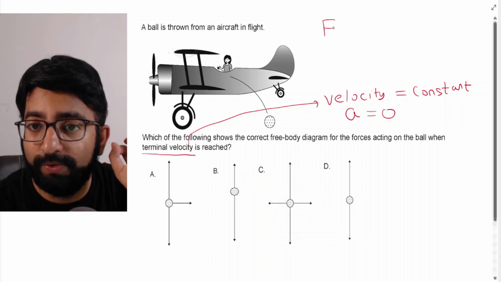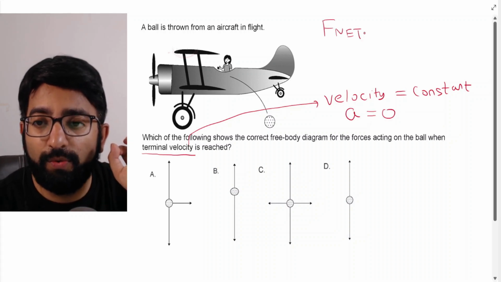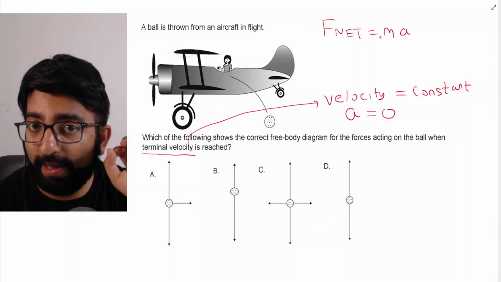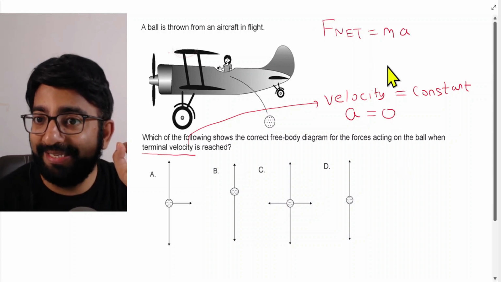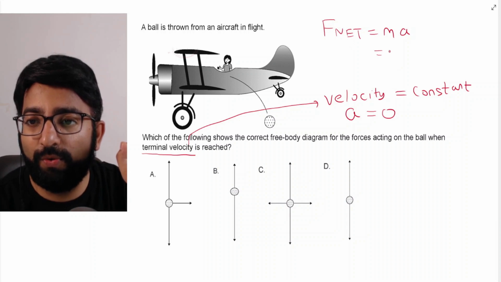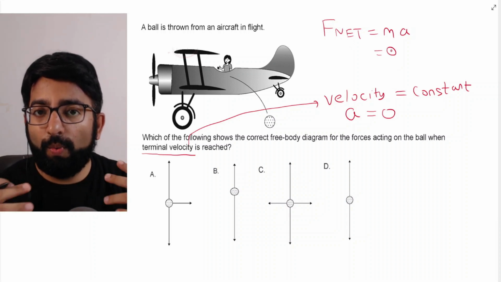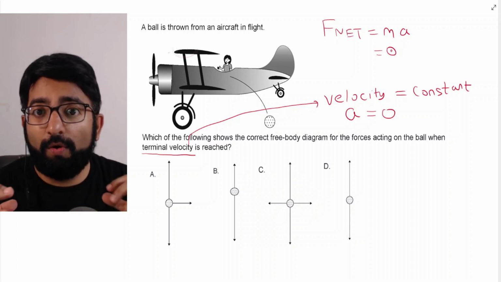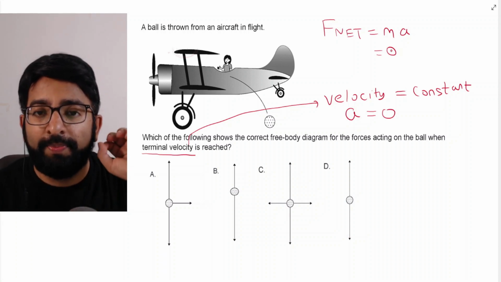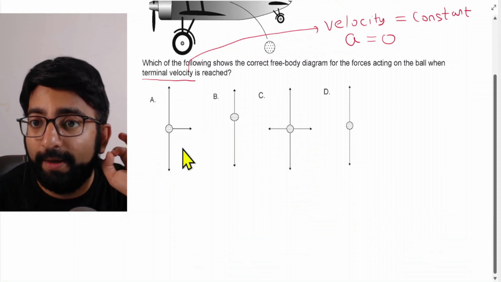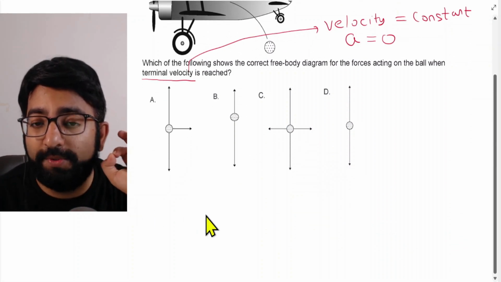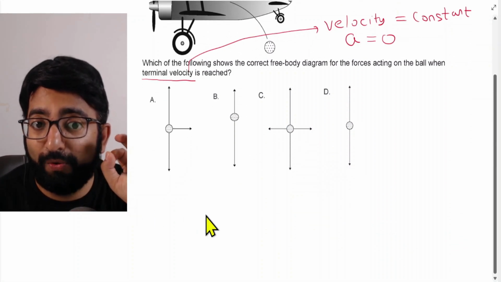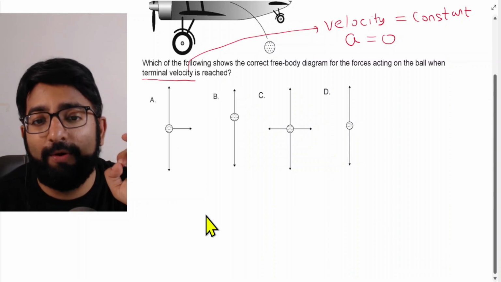Hence, if I now use Newton's second law, F net is equal to m into a, since the value of acceleration is zero, we can say that the net force is also zero. So overall, whatever forces are acting on the ball, the resultant of all the forces should be zero. Now, if we look at the options A, B, C, D, in which of these options is the net force actually zero? So let's analyze option by option.